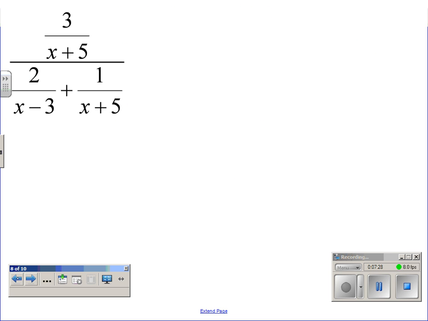What I want you to do is try this problem here. Again, here are your factors, to get you started there. So let's say you try this one, okay? And we'll talk about this next in class.